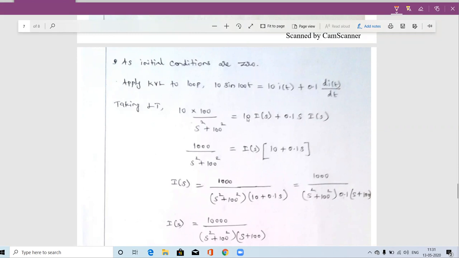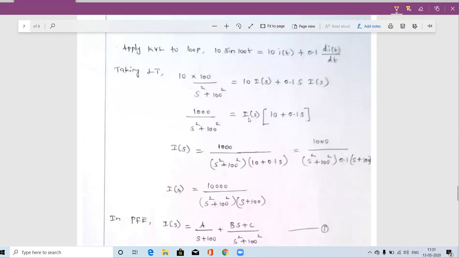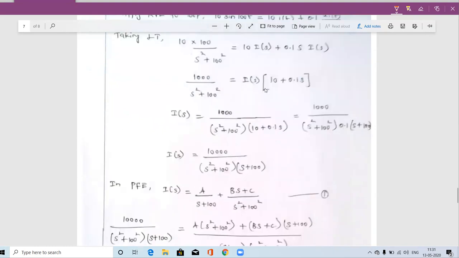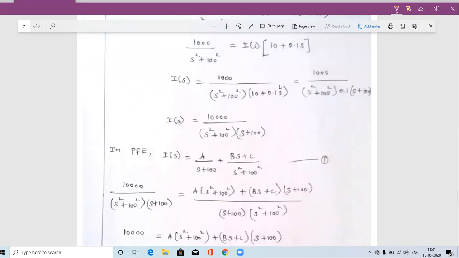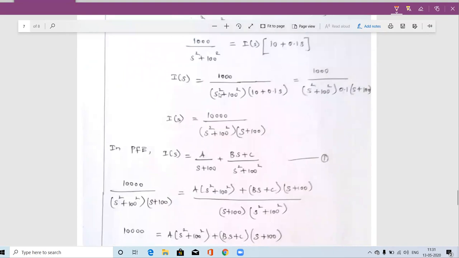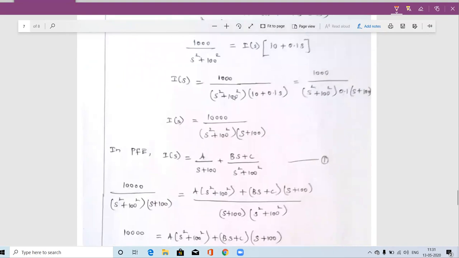Equal to 10 into... what is the Laplace transform of i of t? Capital I of s. Then what is the Laplace transform of di of t? s into I of s. Before that, the constant is 0.1. Similarly, in these two terms, I of s is common. Here you multiply the HL. Then from this you rearrange I of s equal to this. In this term, s squared plus 100 squared is there, and in this one, s is multiplied with 0.1.